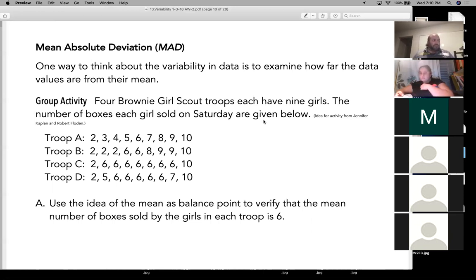Okay, so one way to think about variability in data is to examine how far data values are from the mean. So here we have a group activity. We have 4 Brownie Girl Scout troops. Delara's very excited. They're all Brownie Girl Scouts. She loves that. And each one has 9 girls. And the number of boxes that each one sold is shown. And as we saw last time, the mean for each of them, I believe, was 6.